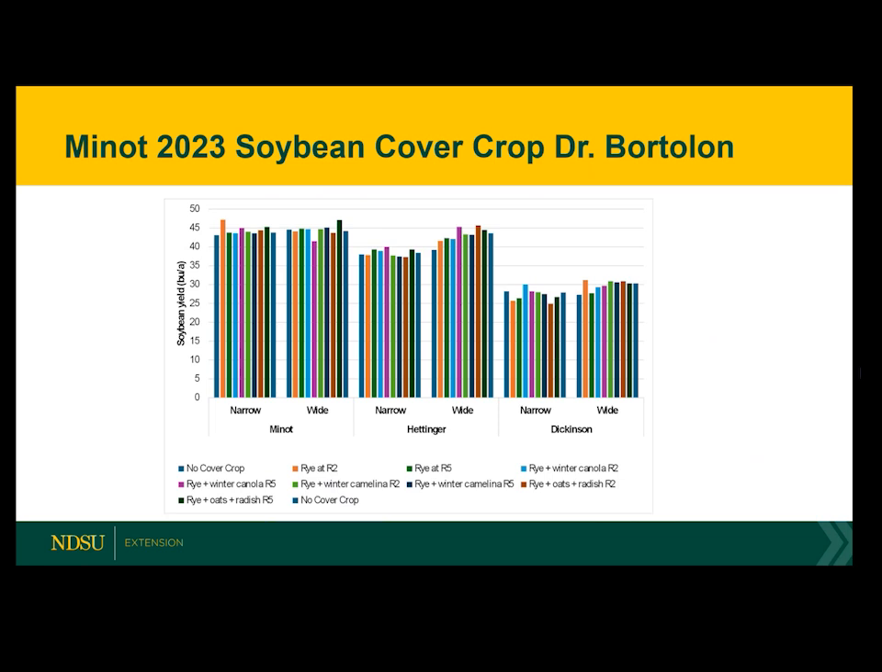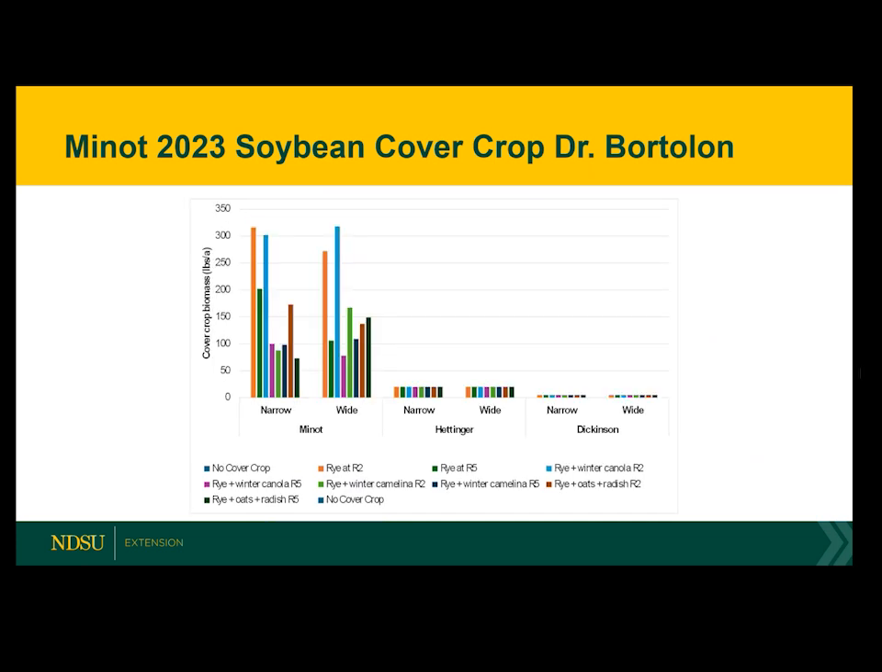But here we've got Minot, Hettinger, Dickinson. We can see the soybean yield, all pretty much the same within a site. So here's narrow row spacing of soybeans, wide row spacing. Within each site, relatively all the same yields. But the cover crop biomass from us going out there and broadcasting was the rye at the R2 stage. Here's that one line. We actually got good cover crop biomass, 300 plus pounds. And then also when rye was put down with canola, we also got good biomass.